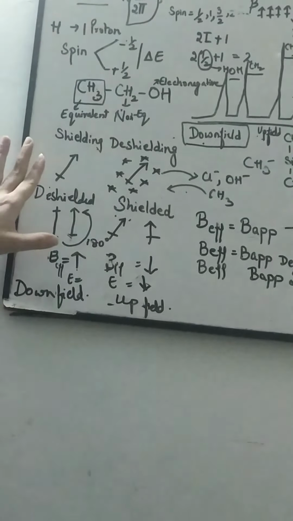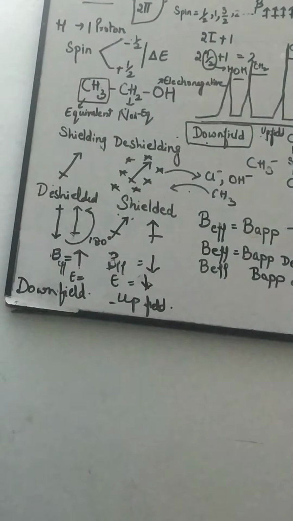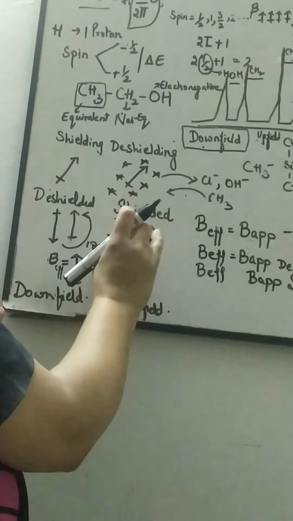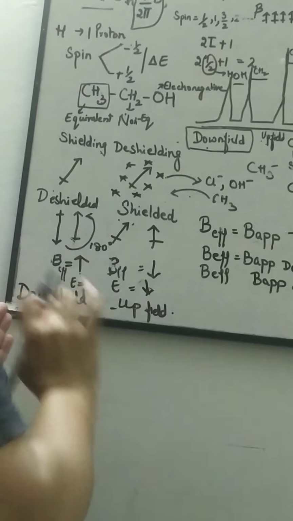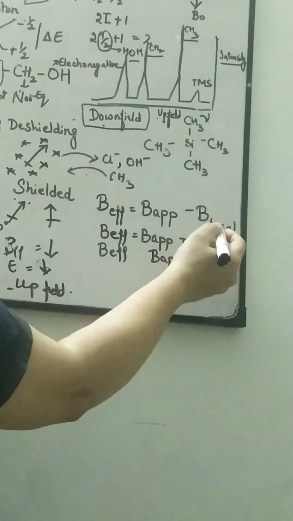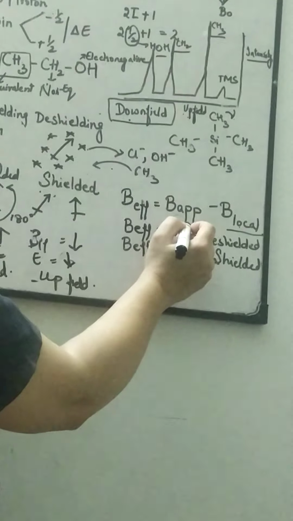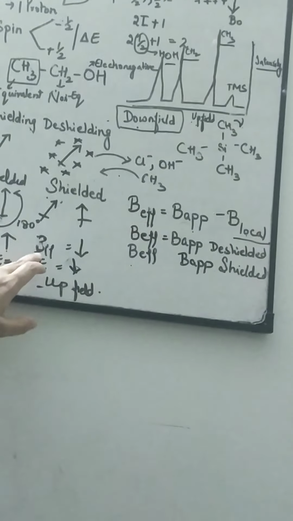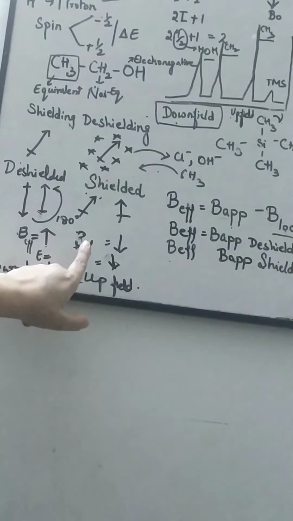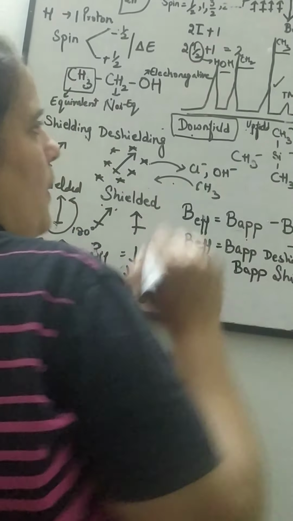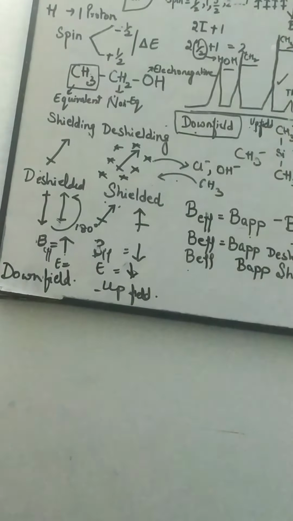Whereas in the case of shielded protons, the orientation will not be totally against the field or totally along the field whenever we have switched on the magnetic field, because of the electrons which do not let the nuclear particle experience the complete field, because of which there is some local magnetic field, and when we subtract this local magnetic field, B effective will be lesser in the case of these shielded protons. B effective is lesser, therefore lesser energy is required, therefore they will be absorbing upfield.